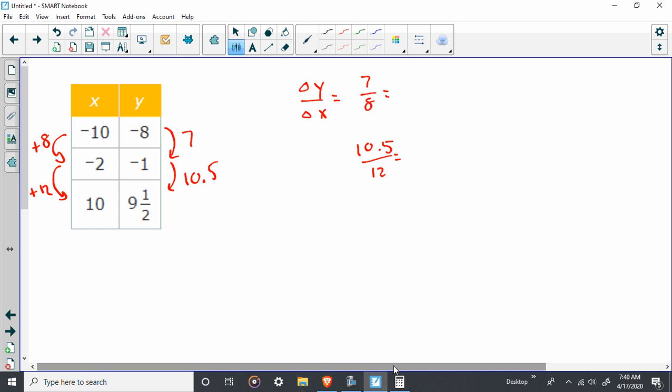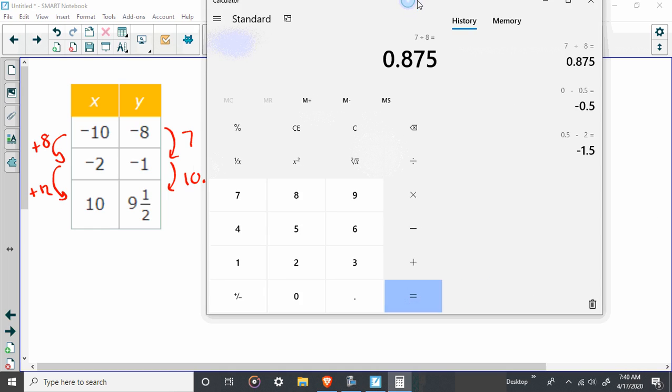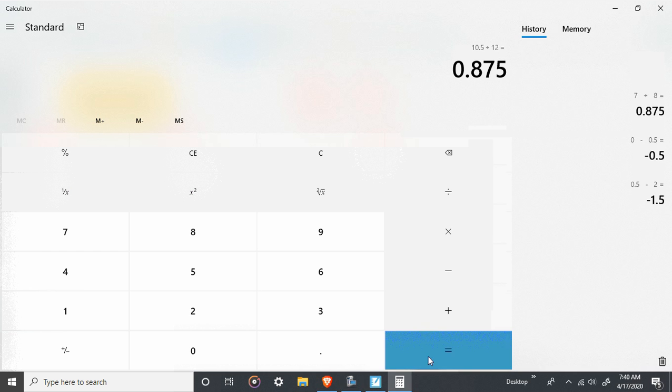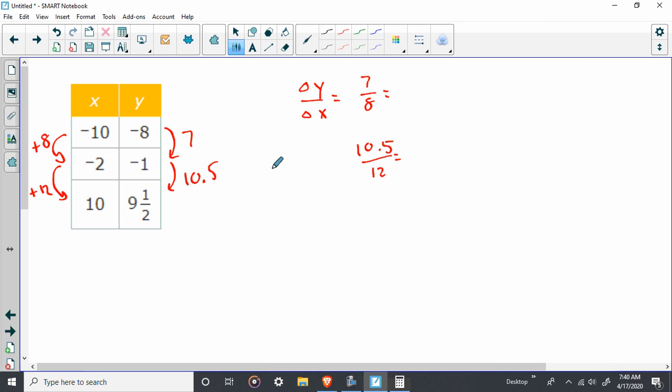So you can break out your calculator. 7 over 8, and the other one was 10.5 over 12. Same number, right? So both of these give you 0.875. So when you get some numbers where they're skipped, we can tell this is actually linear, right? They're both going up by the same amount.